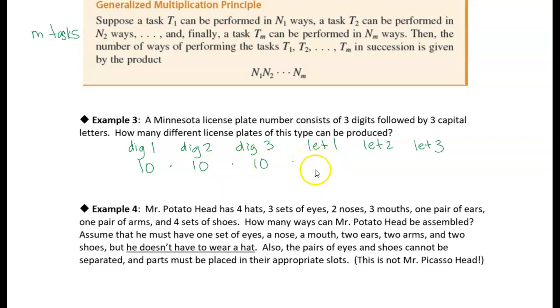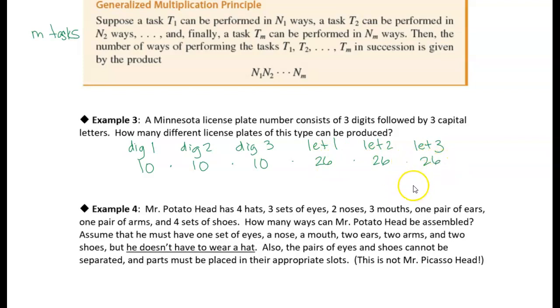Now we have to choose the letters. There are 26 letters in the alphabet, and we're going to assume that there are no restrictions. We can use any of the letters. So there are 26 choices for letter 1, 26 choices for letter 2, and 26 choices for letter 3.